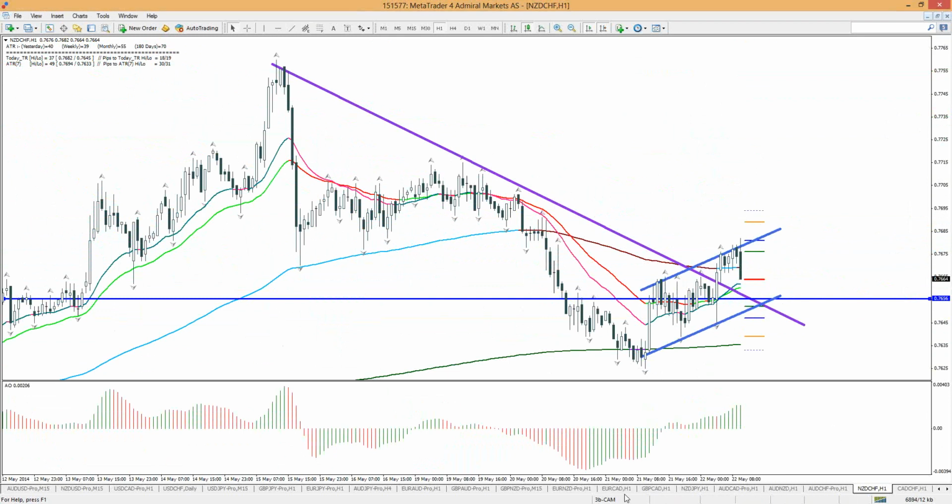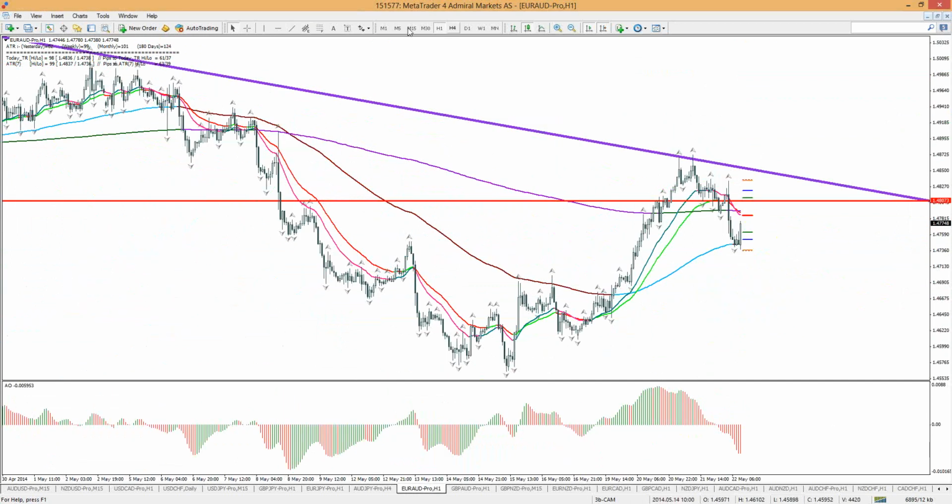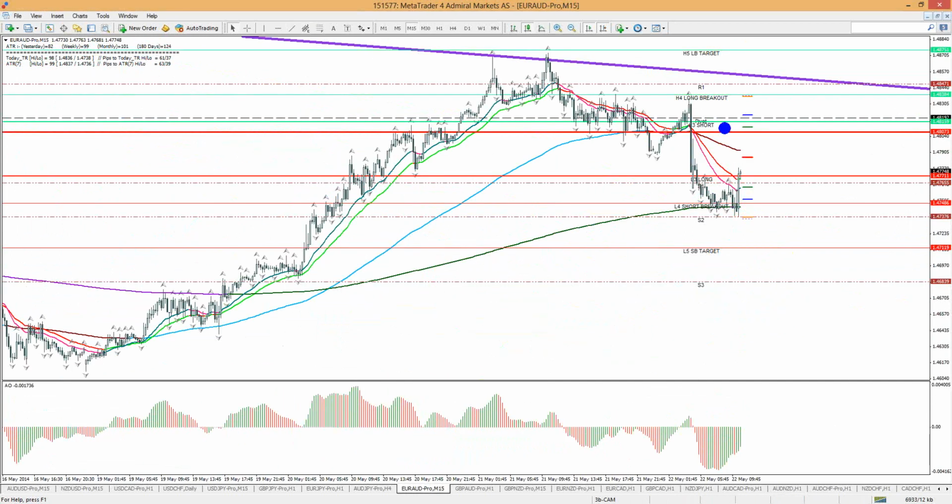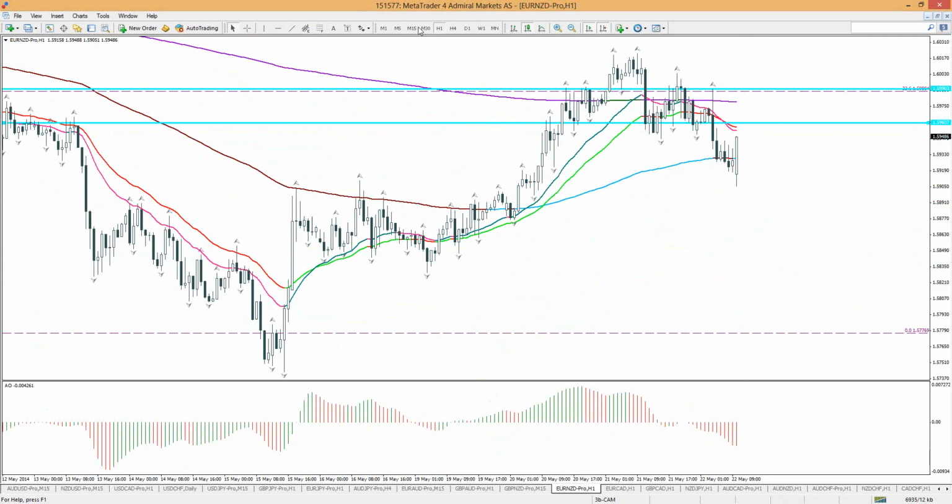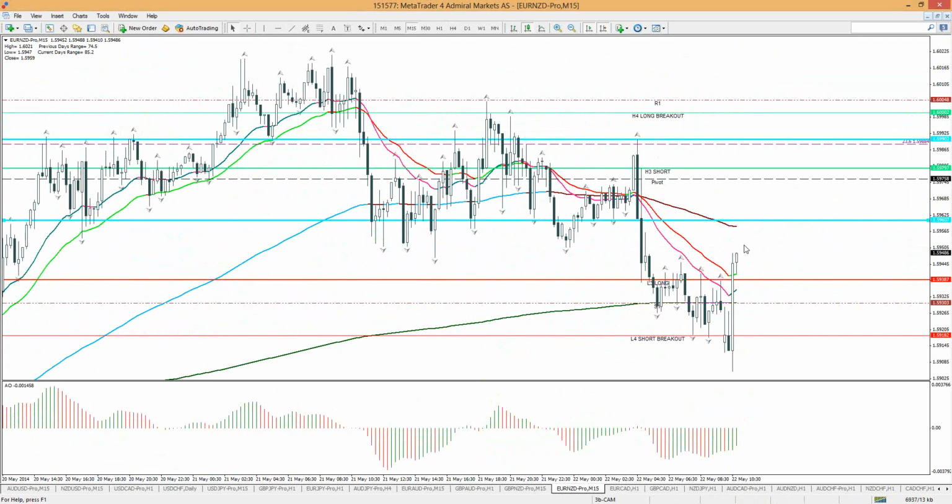Euro AUD and Euro New Zealand. Well, Euro AUD is giving the retracement, so there's a chance for price to get to that level. And probably Euro New Zealand the same. Yes, same story. It's actually moving pretty aggressively, so be careful. If it's moving that aggressively, you might want to see some confirmation before trading it at that level.